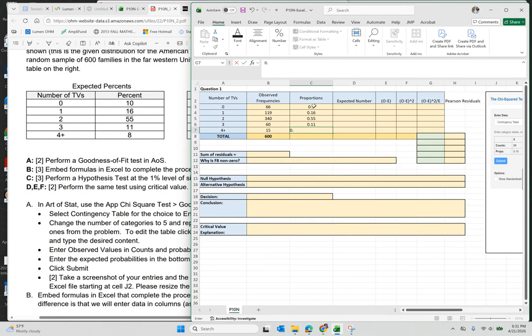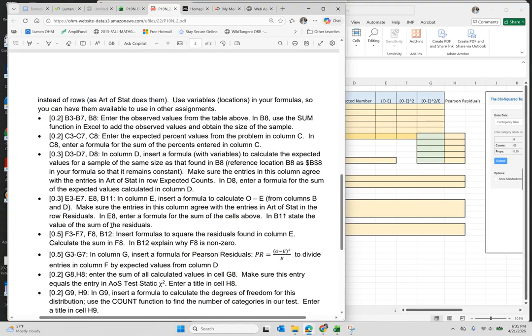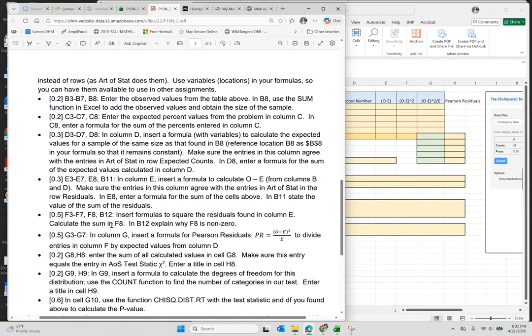0.11 and 0.08. And I'm going to copy, and they come out to 1. After that, in D3 to D7, we want to insert a formula with variable locations to calculate the expected values of a sample for the same size.